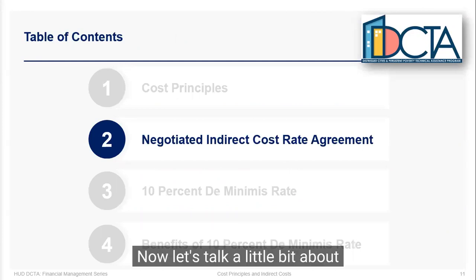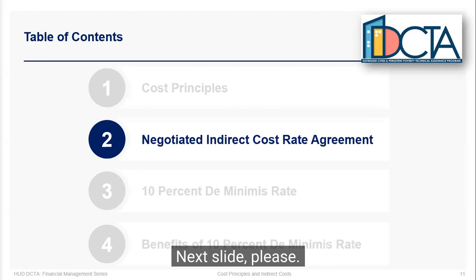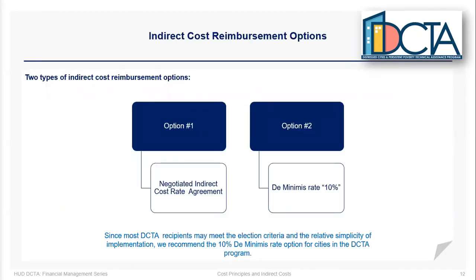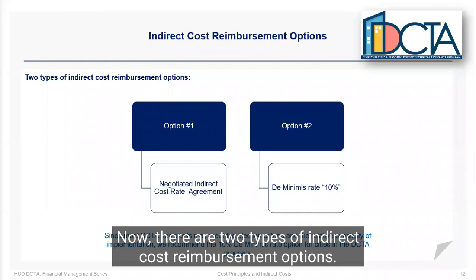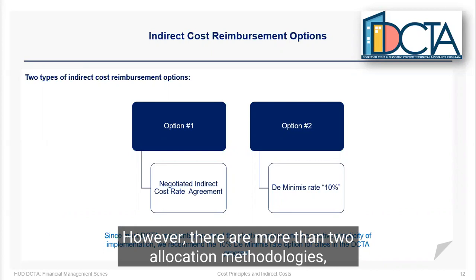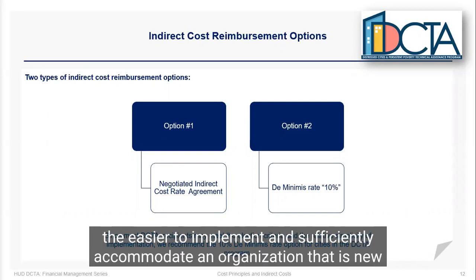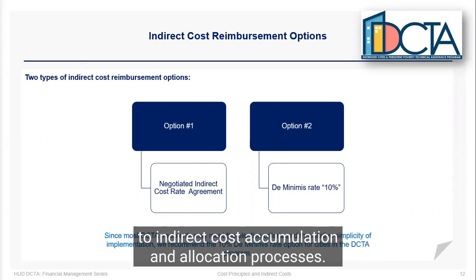Now let's talk a little bit about the Negotiated Indirect Cost Rate Agreement, or the NICRA. Next slide, please. Now there are two types of indirect cost reimbursement options. However, there are more than two allocation methodologies. But for this presentation, we believe that these two will be the easiest to implement and sufficiently accommodate an organization that is new to indirect cost accumulation and allocation processes.